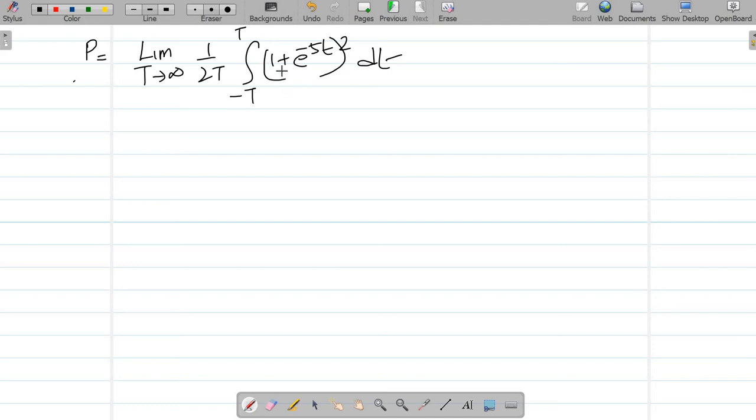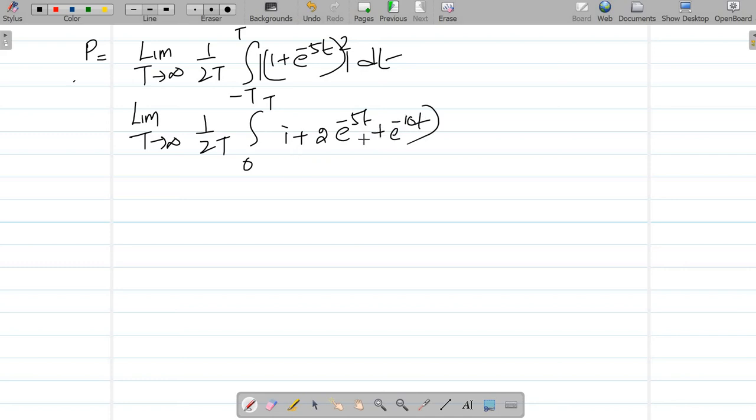If there had been some negative terms, then that negative term would have become positive. In our case we are not having that term, so I have not included the magnitude. But that's fine. So this becomes limit t tending to infinity 1 by 2t. The signal is actually u of t, so it starts from 0 to t, of 1 plus 2 times e to the power of minus 5t plus e to the power of minus 10t dt.